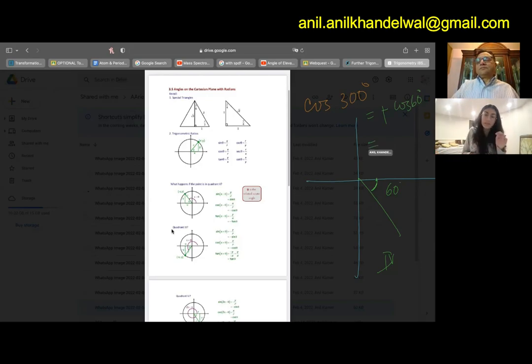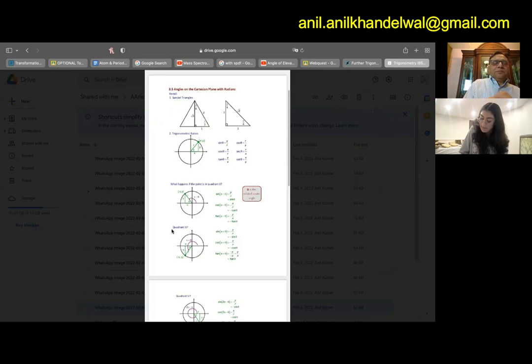Now our special triangle, here it is. This is pi over 3, 60 degrees. Sorry, pi over 3. So cos means adjacent over hypotenuse. Your adjacent is 1 and your hypotenuse is 2. So it is 1/2, right? Is that simple, right?